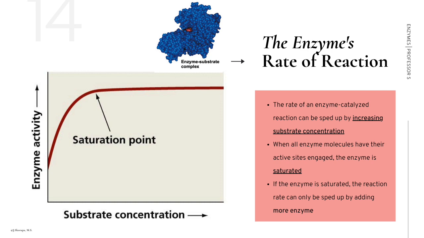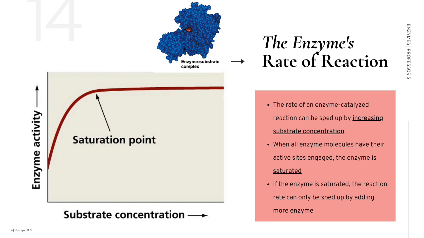As we know, the purpose of an enzyme is to speed up the rate of the reaction, and there are ways that we can manipulate the rate of the enzyme's reaction. Of course, the two major components of a reaction are the enzyme and the substrate. The rate of the enzyme catalyzed reaction can be sped up by increasing substrate concentration.